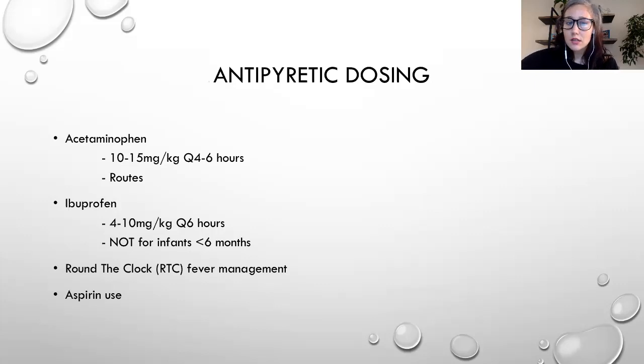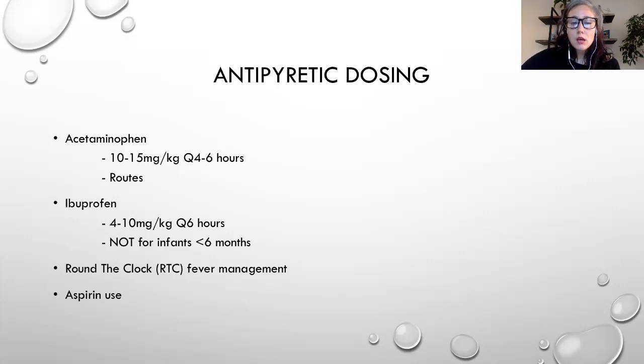I jumped ahead there, and I already talked about routes, but again, there's IV, there's oral in both liquid and tab, as well as a rectal route. So ibuprofen can be 4 to 10 mg per kg every 6 hours or so. We are not giving that to infants under 6 months old. Your physician or provider should know that, but it's always good for you to be aware of something like that as well.